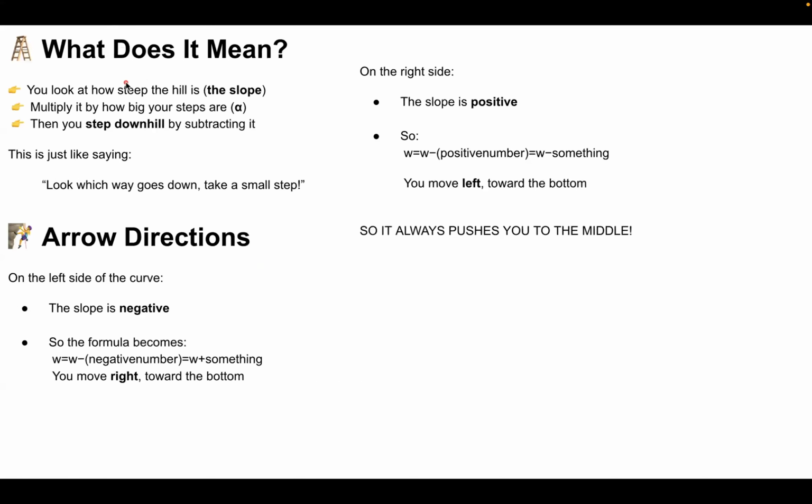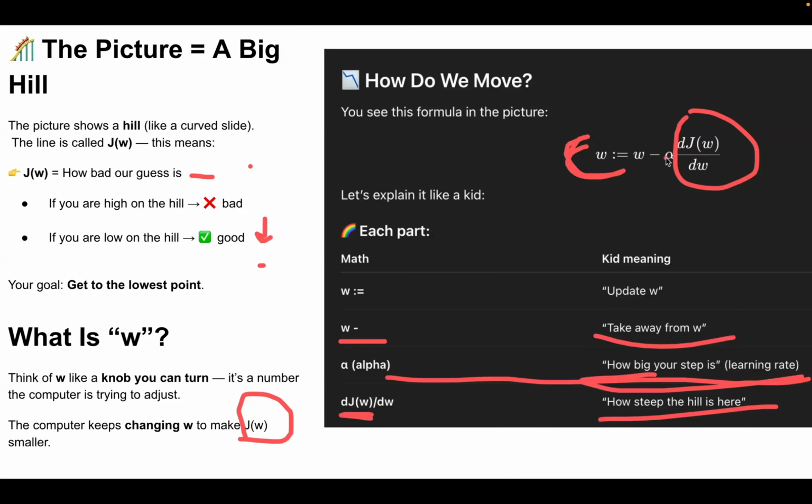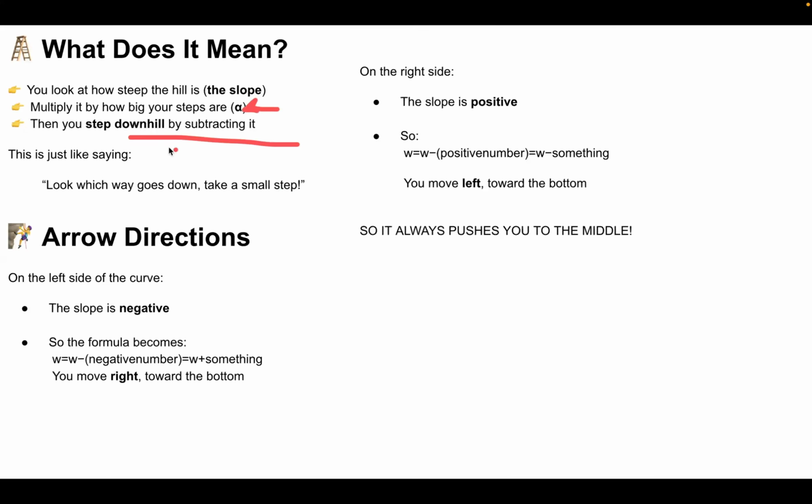So what does it mean? You look at how steep the hill is, that's the slope, multiply by how big your steps are, right? As the learning rate, then you step down here by subtracting it. That's exactly what we do here. You step down by subtracting it, and then you look and say, which way goes down? Oh, then you take another step, you keep on going. Look at the arrow. On the left side, the curve is negative, the right side.